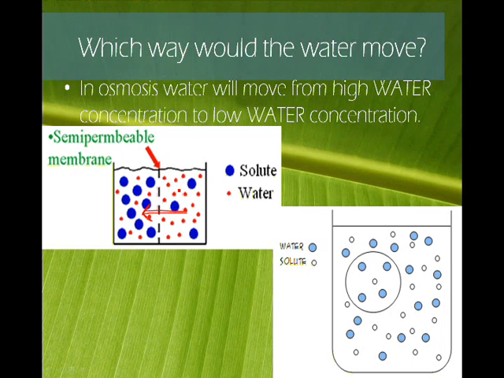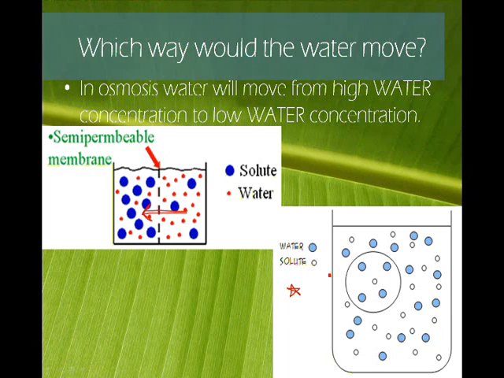Notice it's the opposite of the way that the solute would move. Osmosis and diffusion will always go in opposite directions. Which way would the water move in this other scenario down here? In this scenario, it's not as obvious as to which side of the membrane contains more or less water. They look to be the same.